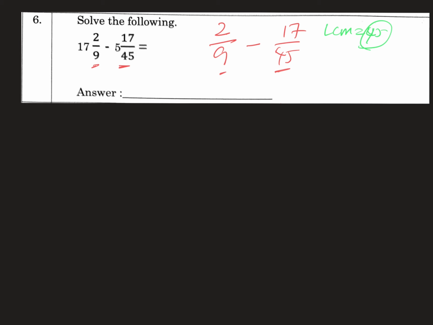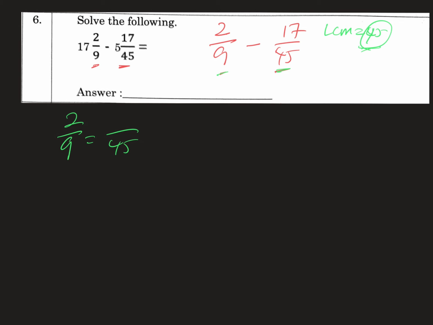But okay, 9 and 45. So 17 over 45 already has 45 as the denominator, or bottom number. So 2 over 9 is equal to something over 45, right? So 9 multiplied by what will give us 45?